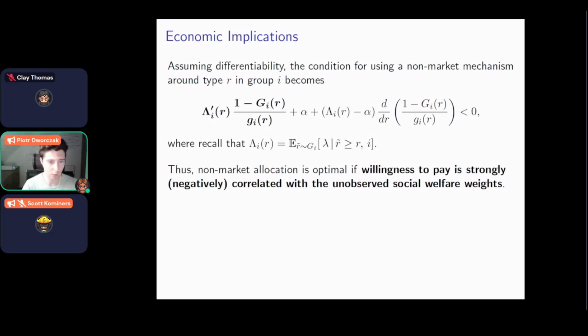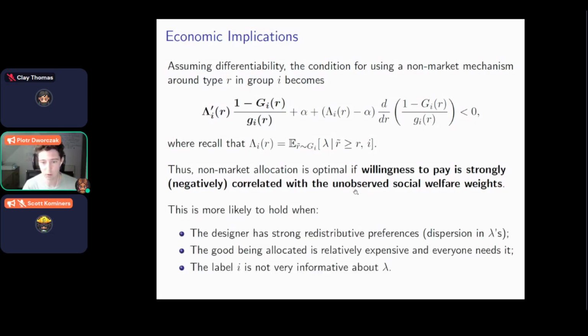If I observe someone with very high willingness to pay, I'm almost sure that they must be very rich. It cannot be that this is just driven by the need, it's just driven by their wealth, and therefore I can conclude, if I have distributive preferences, that they have a low welfare weight, and in this case I want to use this sort of rationing random allocation. This is basically generalizing what Mohammed was talking about. And notice this condition is likely to hold when, first of all, the designer does have strong redistributive preferences, so there's a lot of dispersion in the lambdas themselves.